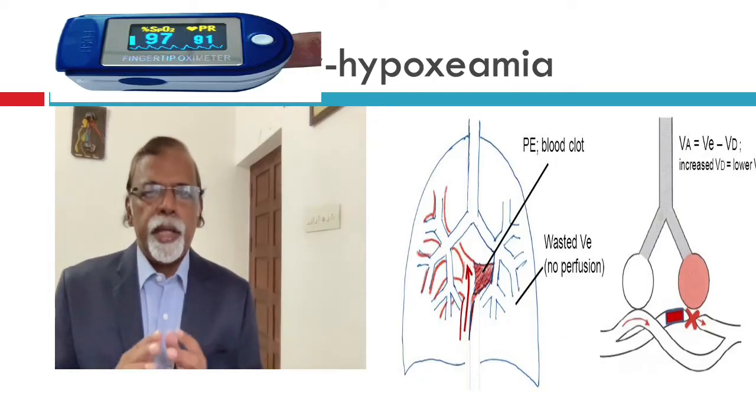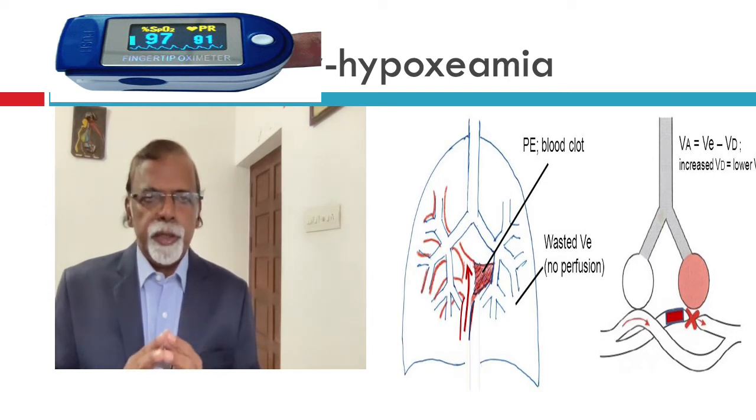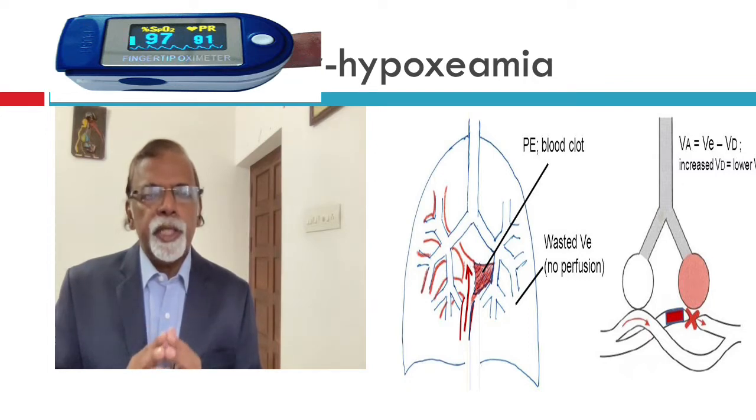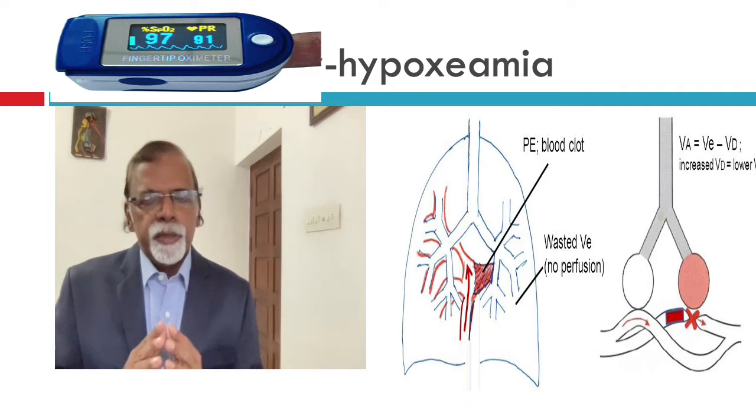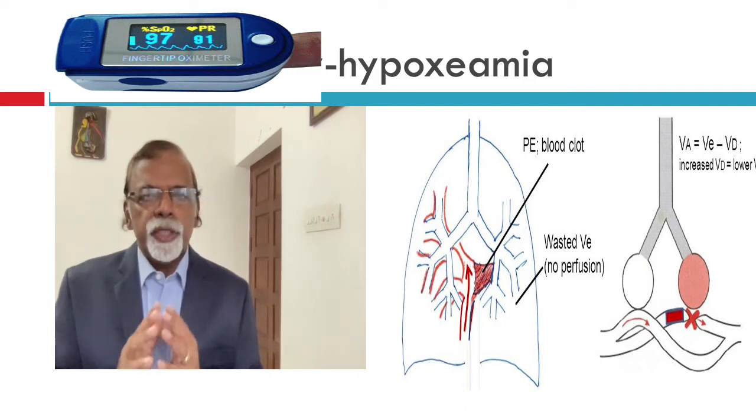Today, I am going to discuss with you pulse oximetry and a few words on hypoxemia. What is hypoxemia? Hypoxemia is decreased oxygen in the blood, and hypoxia is decreased oxygen in the tissues. You can have hypoxia without hypoxemia.